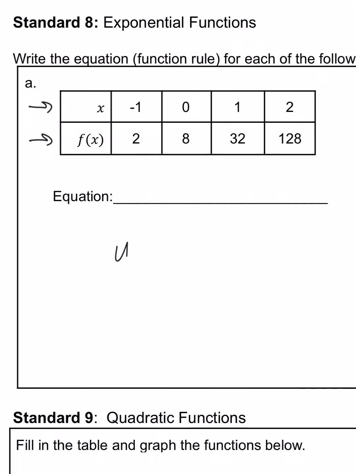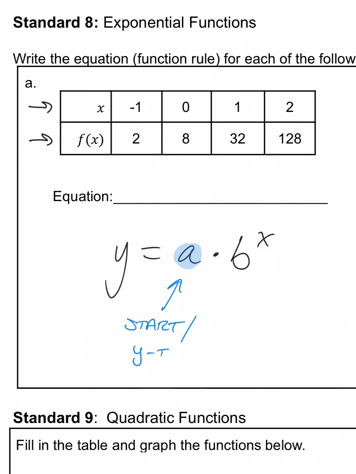So here's what we're going to do. All exponentials follow this form, where these letters represent the starting value. So A is the start value, or you can say the y-intercept. And the B is the multiplier, because we're talking about exponentials, repeated multiplication. Some people say factor. I like multiply because we're multiplying.